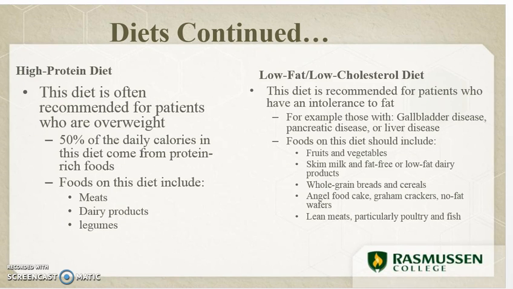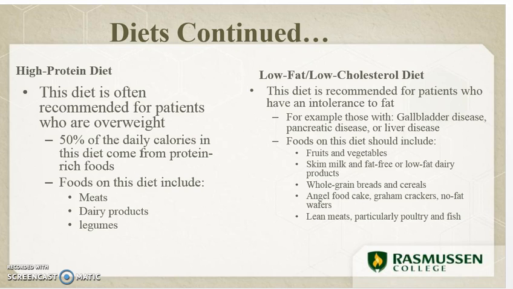And the last two diets we need to talk about are a high-protein diet and a low-fat, low-cholesterol diet. Now, the high-protein diet is often recommended for patients who are overweight because it helps to boost their metabolism to burn off the fats. This type of diet also helps to control appetites and maintain lean muscle mass, which helps to burn off stored fat. It's recommended that within this diet, patients have 50% of their daily caloric intake from protein-rich foods. And what they'll typically do is eat about 6 times a day. They'll have their breakfast, lunch, and dinner, and then in between they'll have a snack for each, and it'll be a high-protein snack.